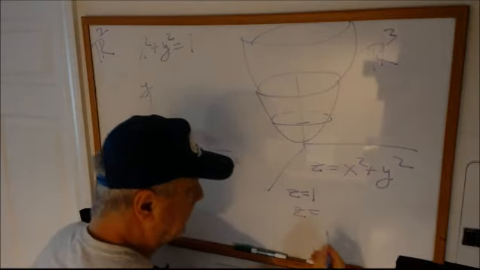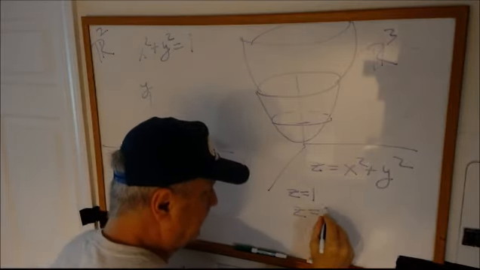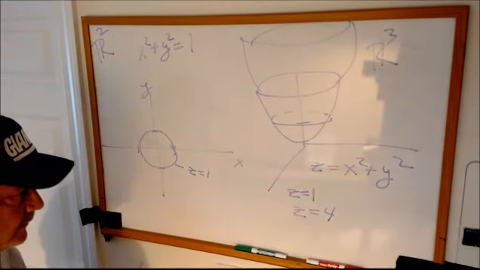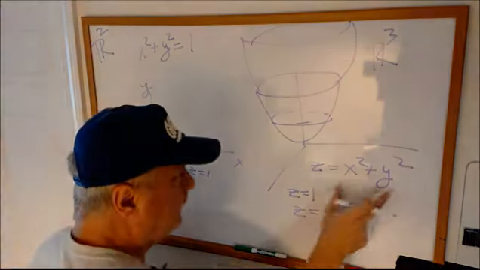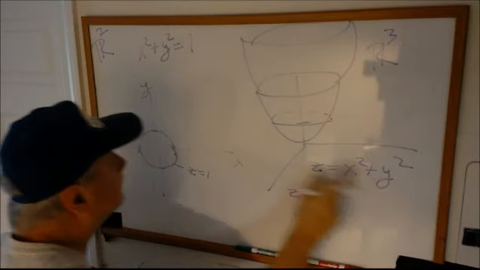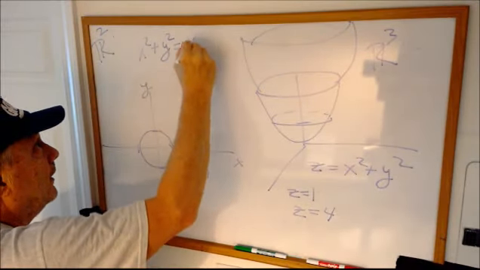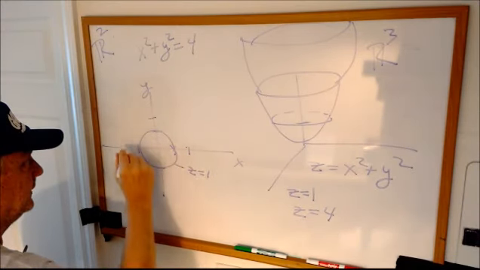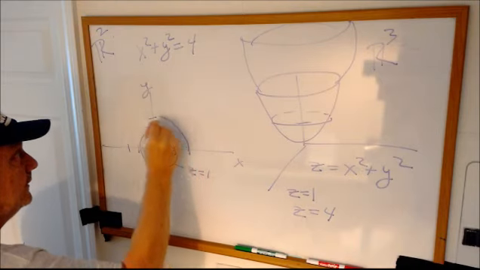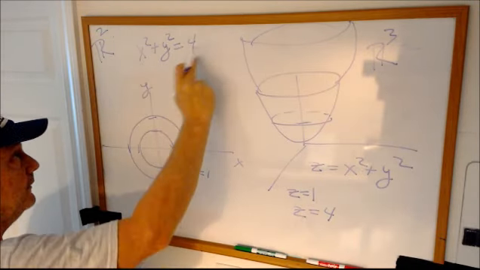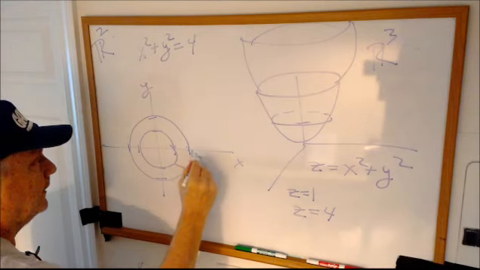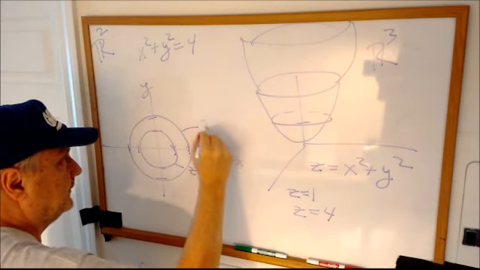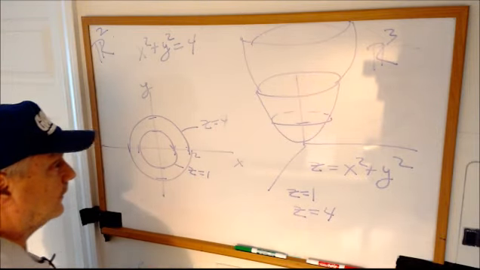So let's now say z is equal to 4. And I'm picking perfect squares for a reason. If z is 4, then x squared plus y squared is 4. And that, of course, is a circle centered at the origin of radius the square root of 4, or 2. So we can say that this outer circle is associated with z is equal to 4.